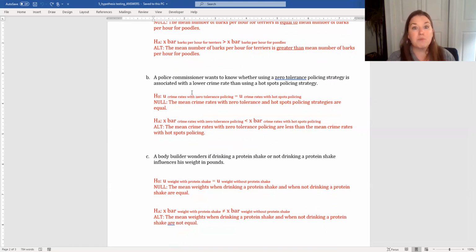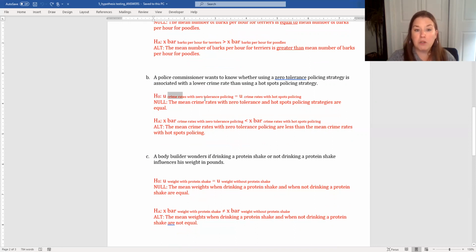Here we're saying, does policing strategy, either hotspots or zero tolerance, influence crime rate? So the policing strategy is our independent variable, crime rate is our dependent variable. As always, set it up for yourself by writing the H0, your mu equals mu.